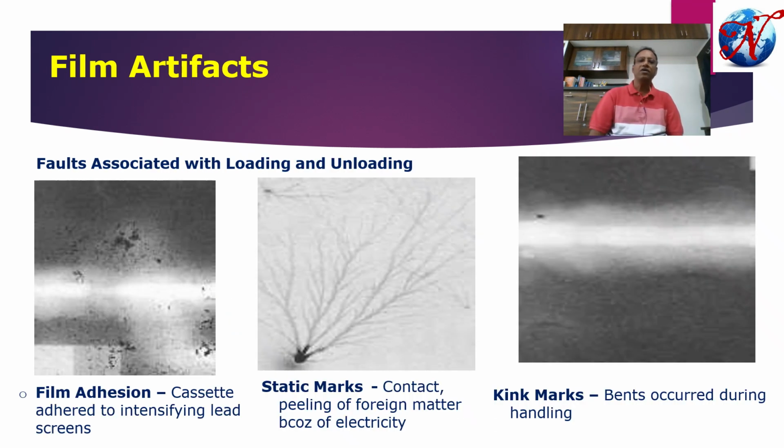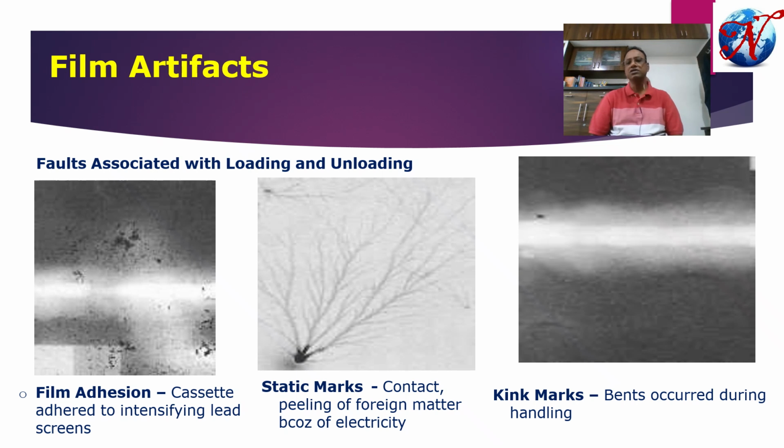Third one, that is faults associated with the loading and unloading system. We know that in the dark room, the film is cut from the box by the cutter or scissors, whatever we are using, and after that the film is kept in interleaving paper. We remove the film from the interleaving paper, place it between the front and back intensifying screens, and then the film is inserted into the PVC envelope.